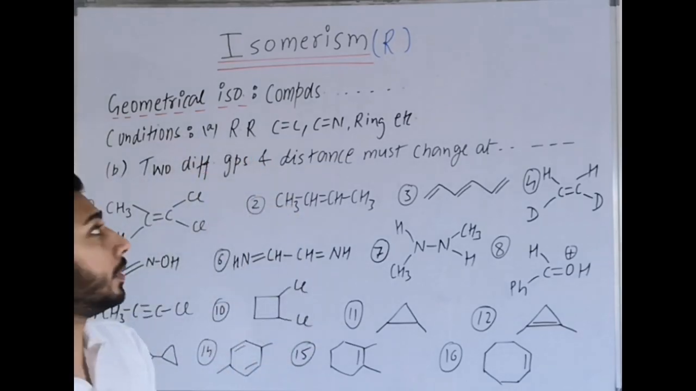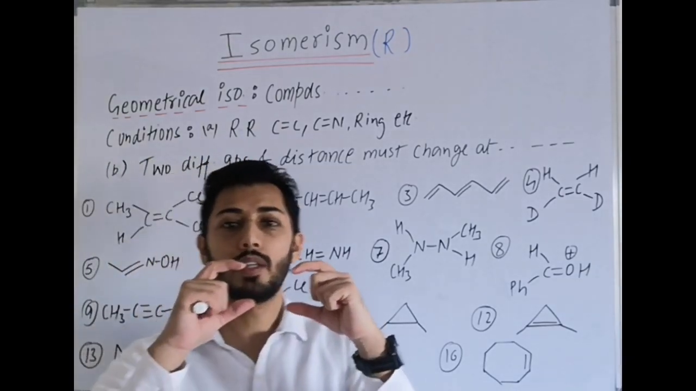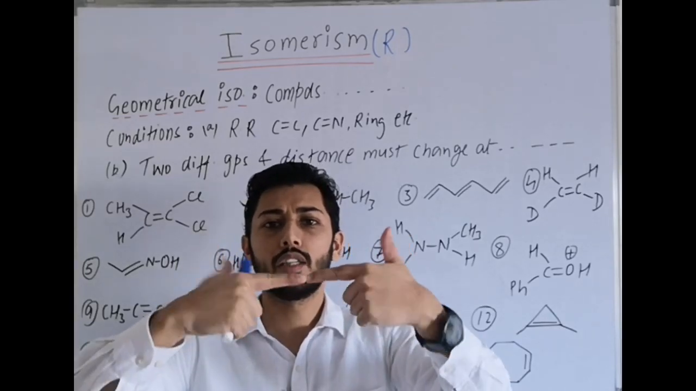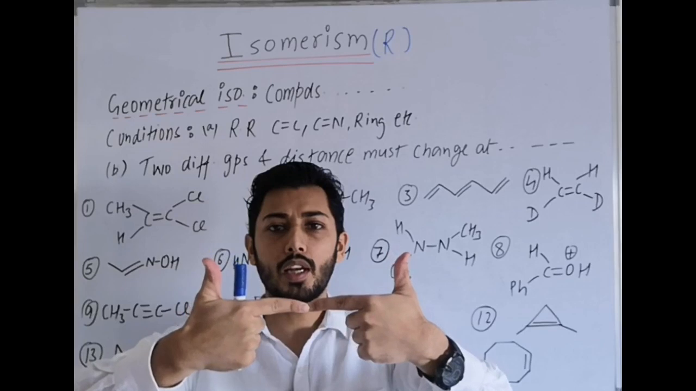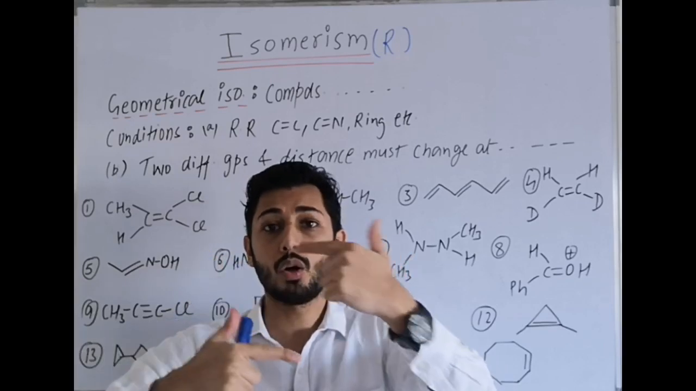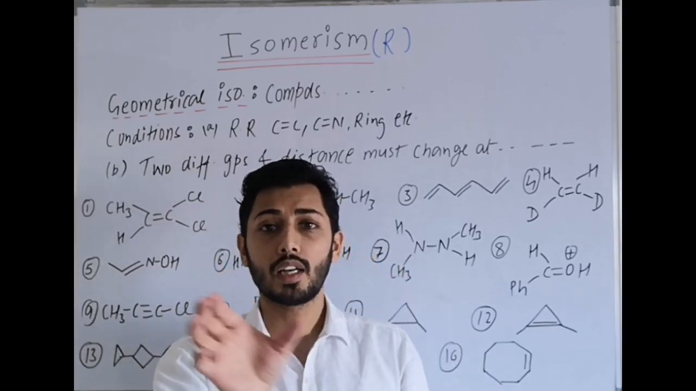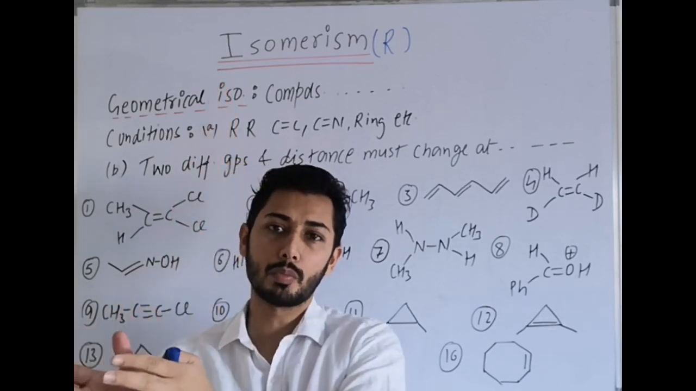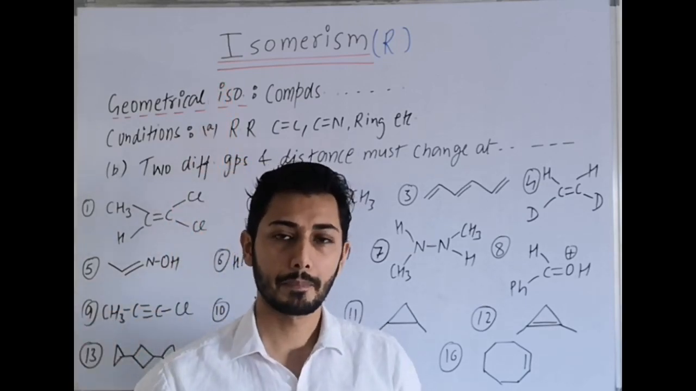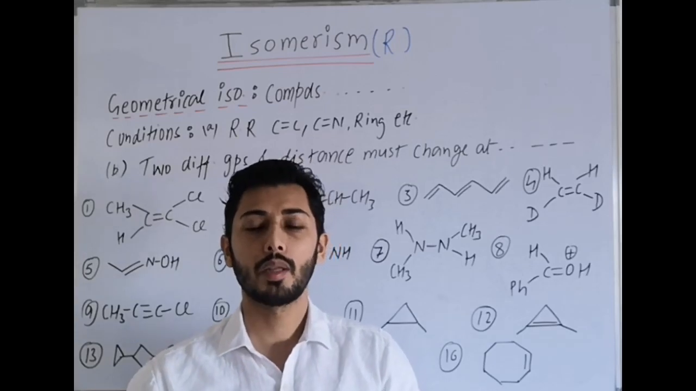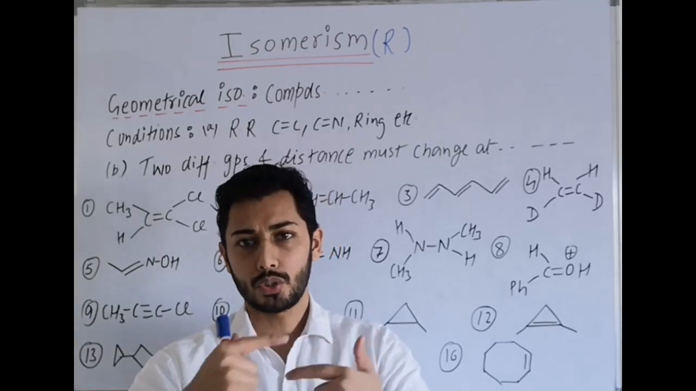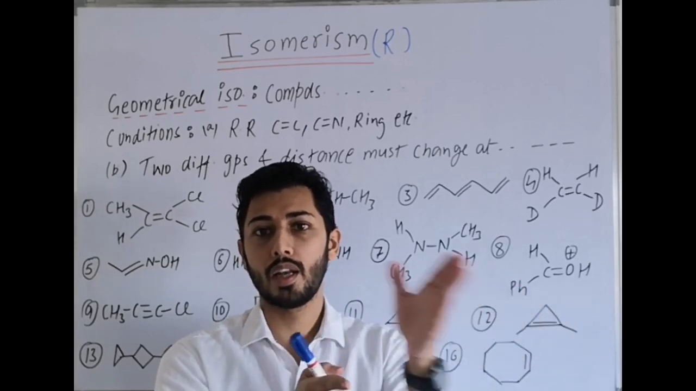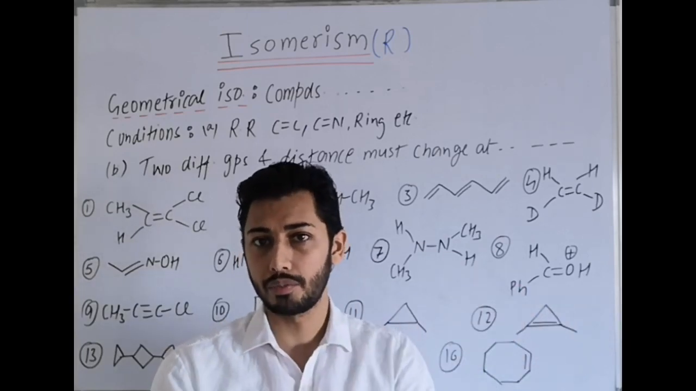Restricted rotation means either a carbon-carbon double bond, because if a single bond is there and attached groups are like this, they can easily rotate along the single bond. That's why in the classification I told in stereoisomerism, one is conformational isomerism, which are interconvertible. Why? Because there is free rotation. But configurational isomers are geometrical and optical, and they are non-interconvertible.